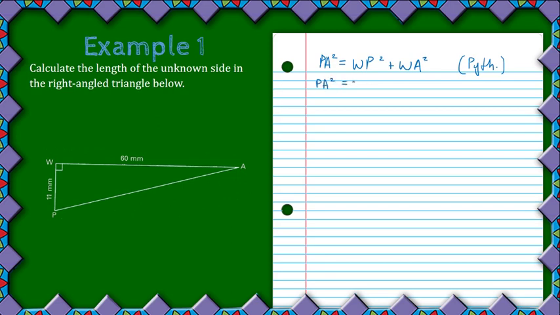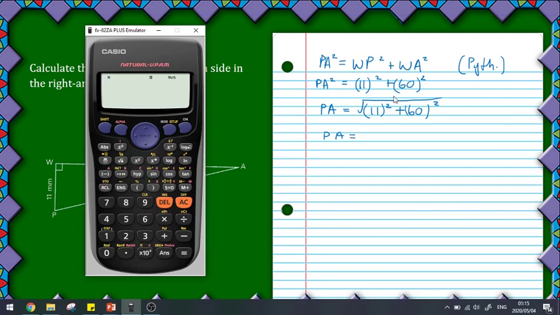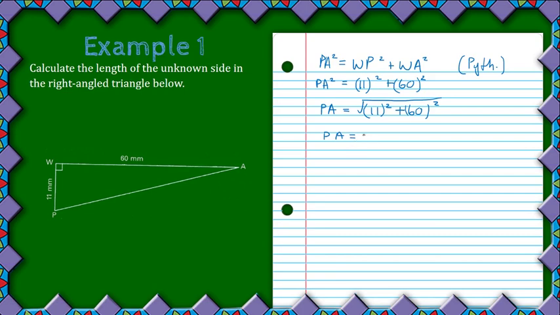is equal to, now WP is 11 squared plus 60 millimeters squared. So PA should then be the square root of 11 squared plus 60 squared, and then we can put that onto the calculator and find the value for PA. So PA is equal to the square root of 11 squared plus 60 squared, and that is equal to 61 millimeters.